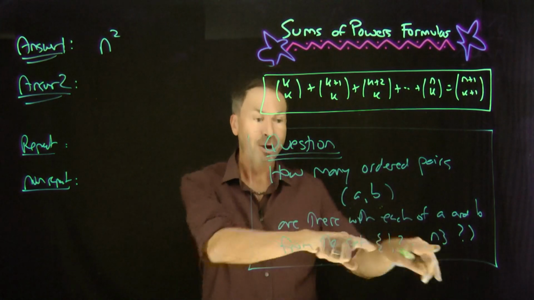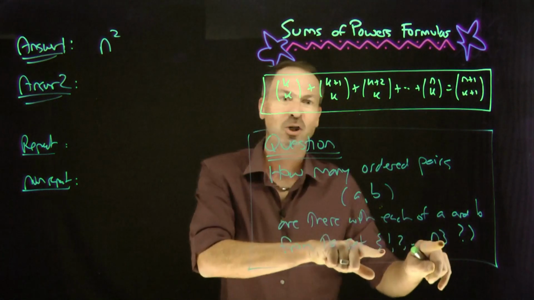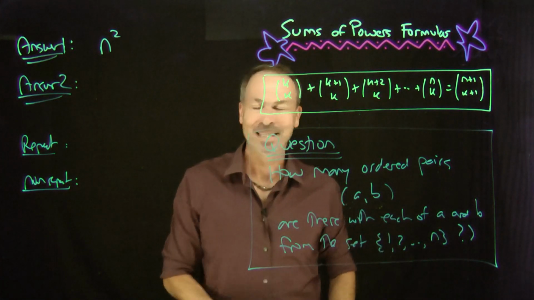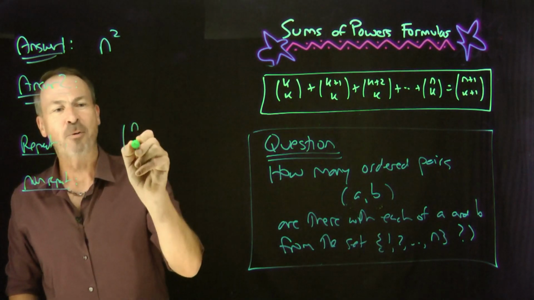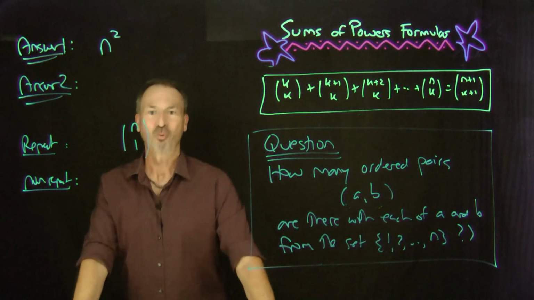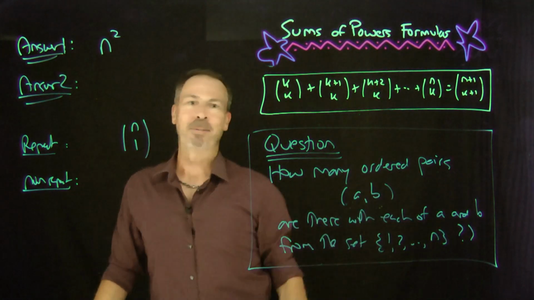I choose the value 7. Okay, 7, 7. No, I choose the value 9. Okay, 9, 9. So how many repeated pairs are there? Well, of the n options, I have to choose one of them and use that repeated value, which will give me a repeated pair. Great, there are n choose 1 repeating pairs.